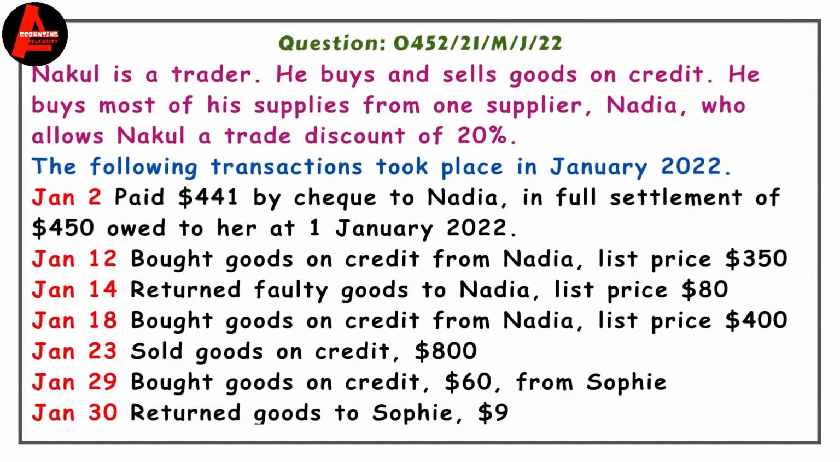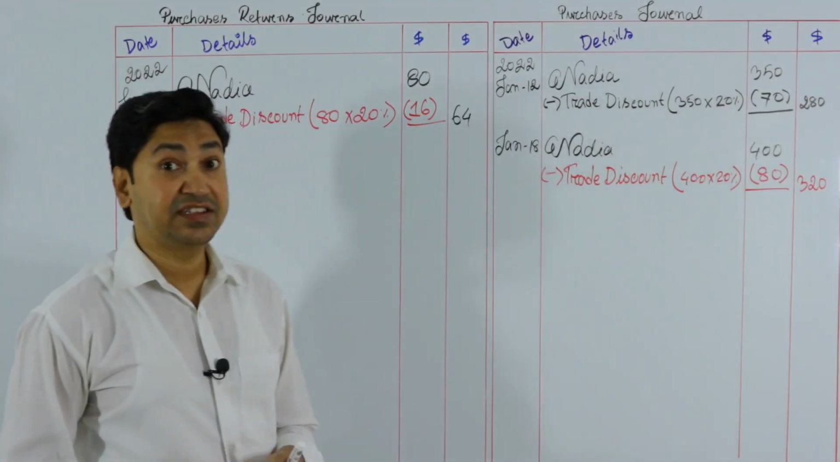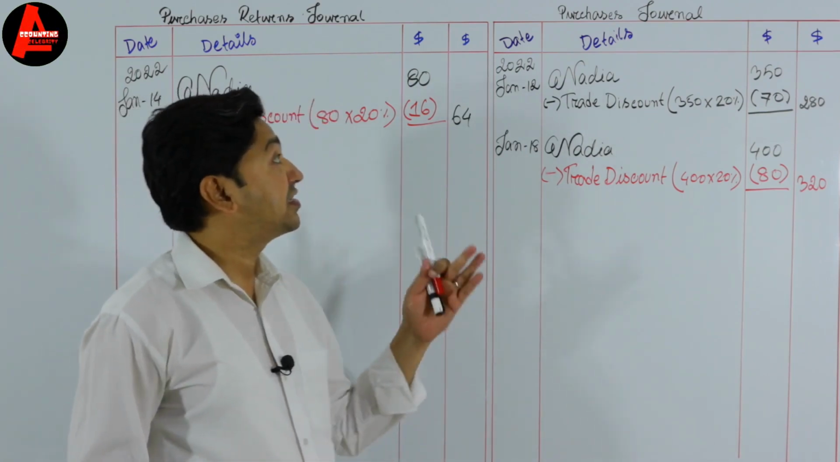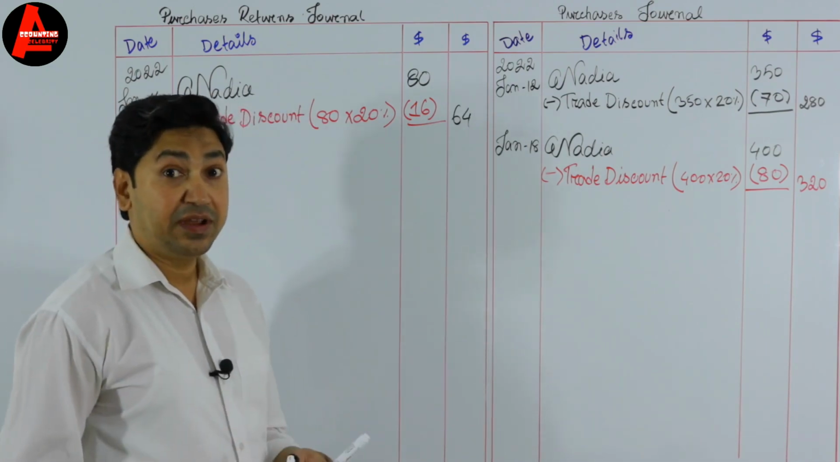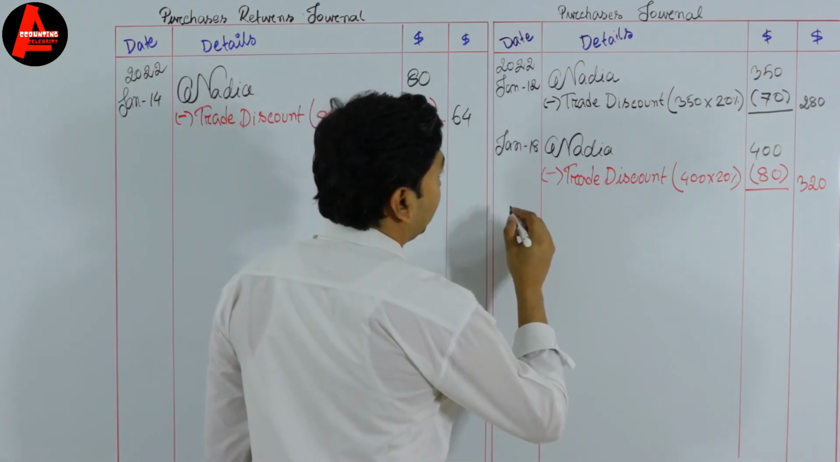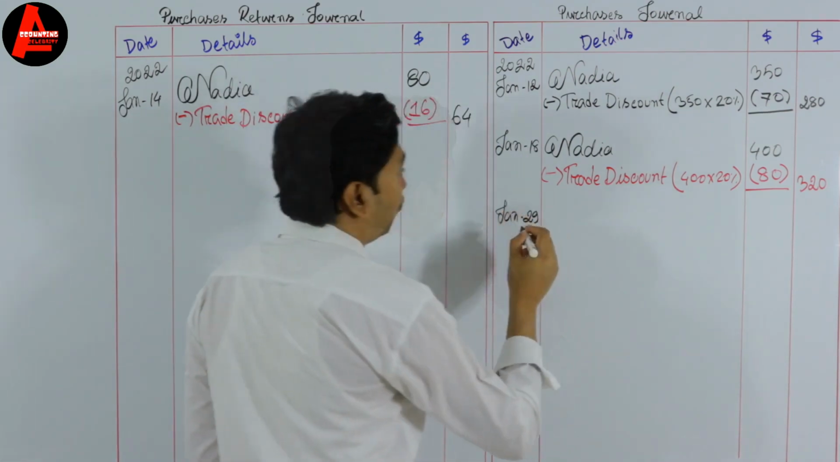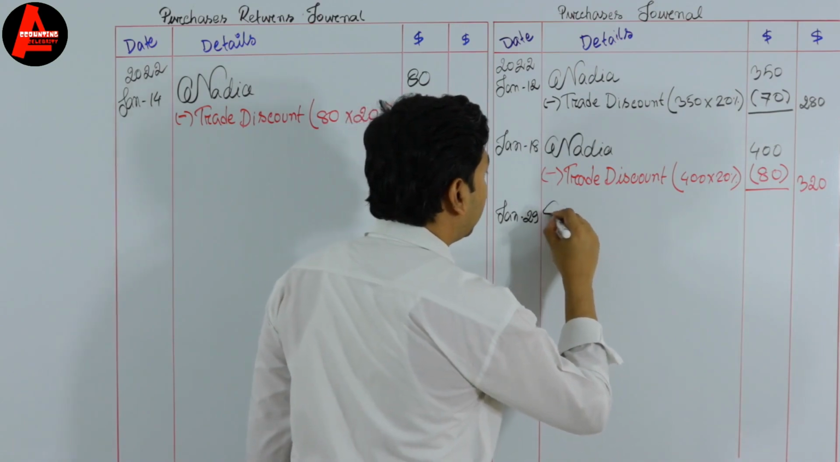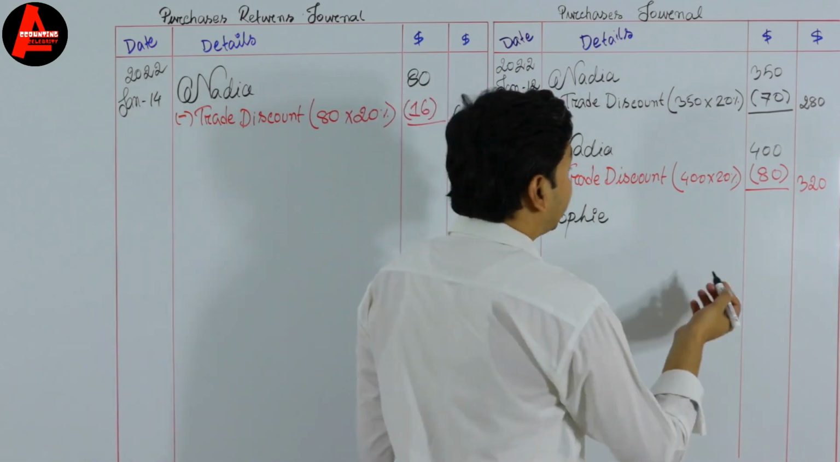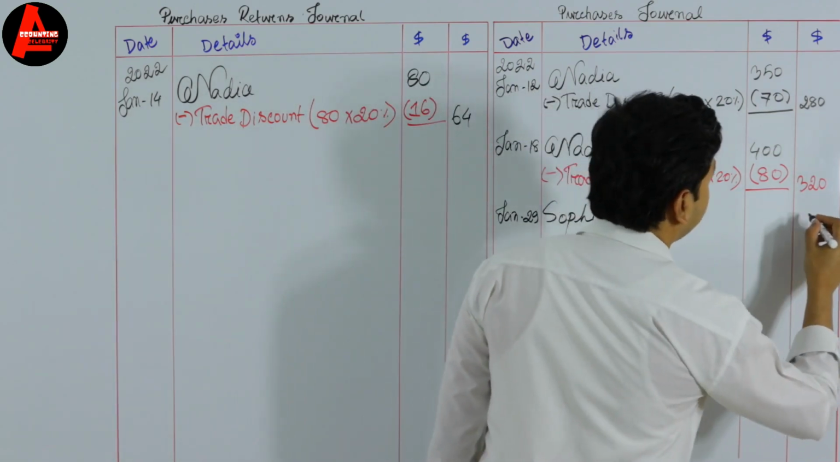What is next? It is January 29, bought goods on credit $60 from Sophie. Bought goods, again a purchase related transaction, so we will include it here in the purchase journal. The supplier name is Sophie. So let us write here January 29. We will write here Sophie. The list price of the transaction is $60. So let us write here 60.